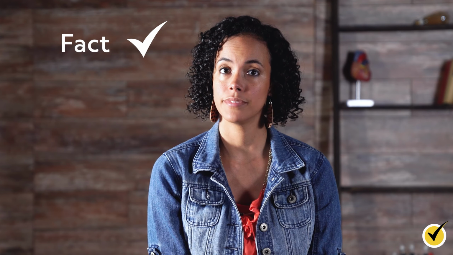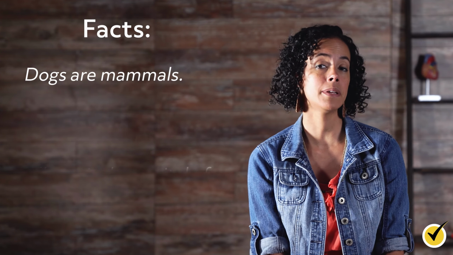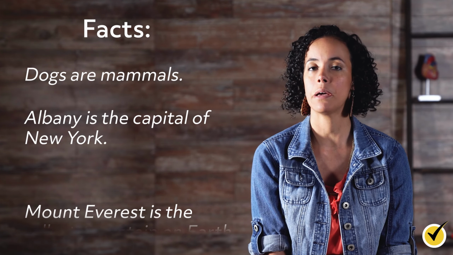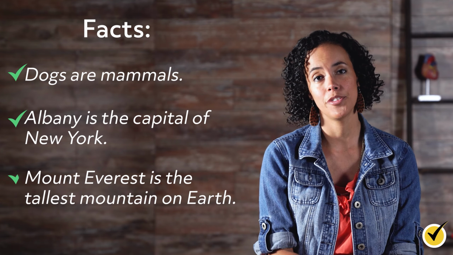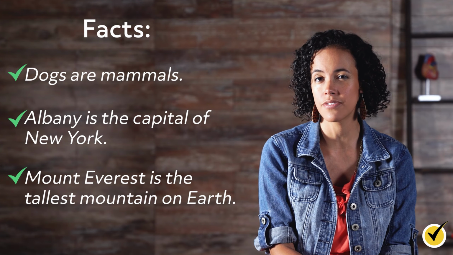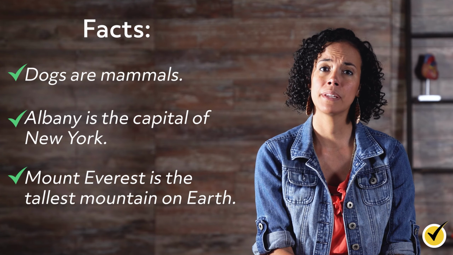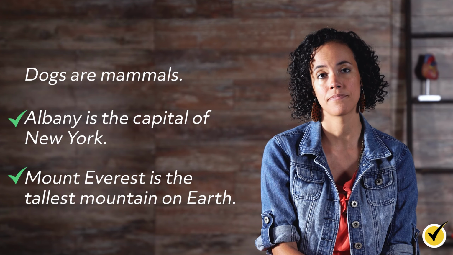Factual statements are true in all cases and for all people. In other words, facts are universal. Some examples include: dogs are mammals. Albany is the capital of New York. Mount Everest is the tallest mountain on Earth. Each of these statements is true. Furthermore, each statement is verifiable and not debatable, provided that definitions are agreed upon. Put simply, evidence exists that could potentially prove or disprove each claim.